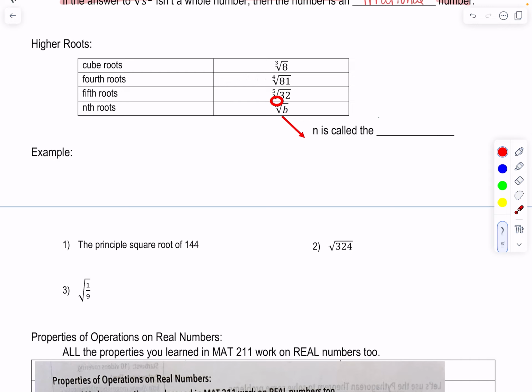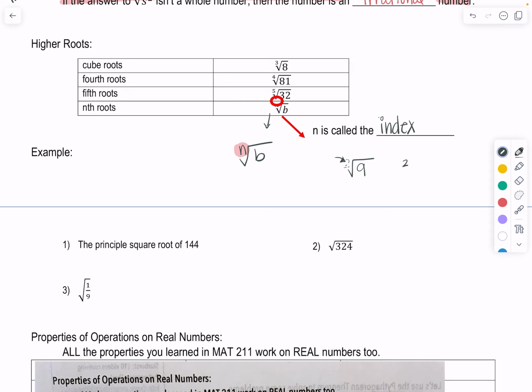Fifth root, all the way to, I know this one's hard to read, the nth root of a number. The n, or the little number with the root, we call the index. And so that tells you what kind of root it is. With our square roots, the index is implied, a 2. We just don't write the 2 because square roots are so common.